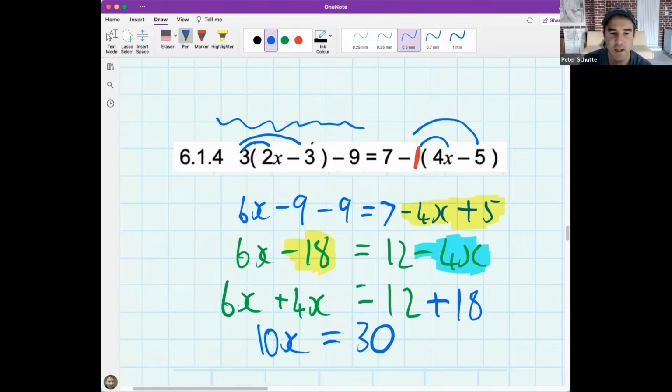Fantastic. Tatenda, you have been hugely helpful. Thank you so much. Welcome, sir. And the last step is clearly to divide by 10 on both sides. And so our answer will be x is 3.